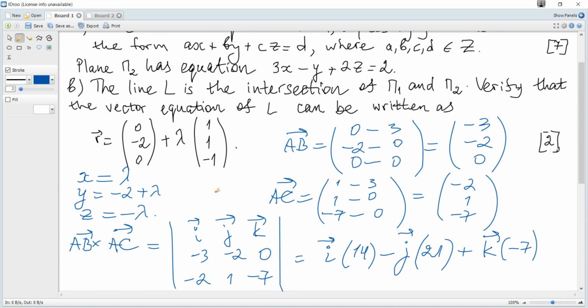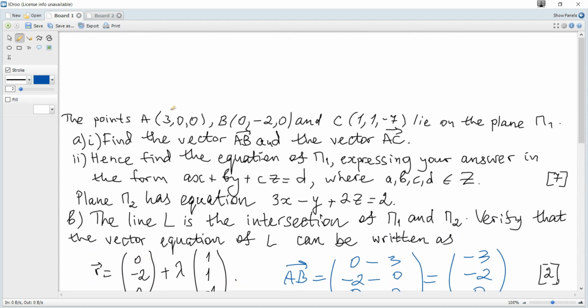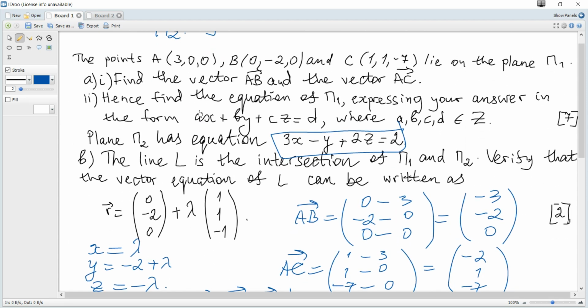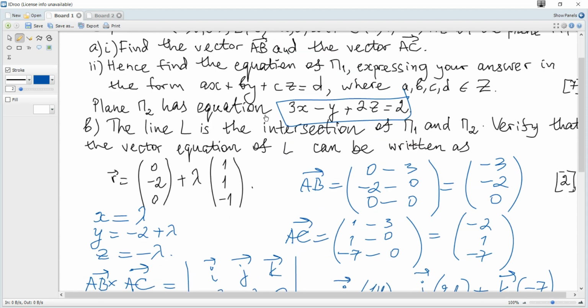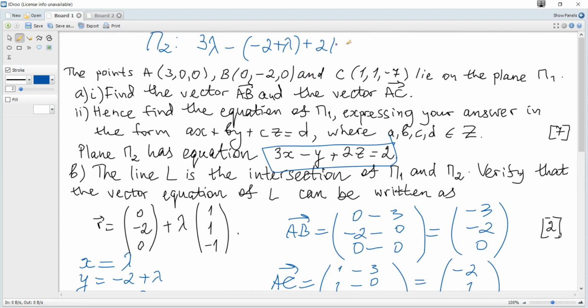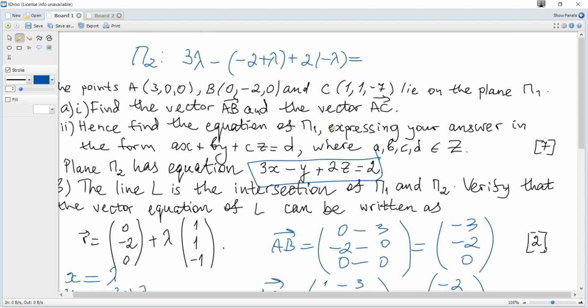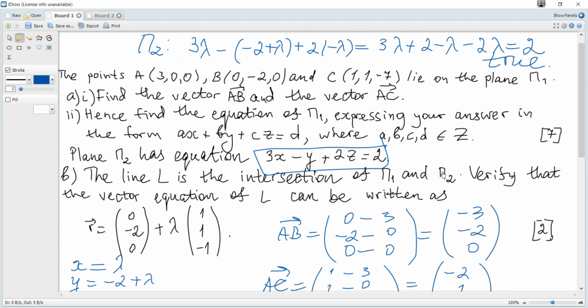And also we do the same for plane pi2. So it becomes 3 times lambda minus (-2 plus lambda) plus 2 times (-lambda). We can see that it's 3 lambda plus 2 minus lambda minus 2 lambda, which is 2 as required, hence it's also true.